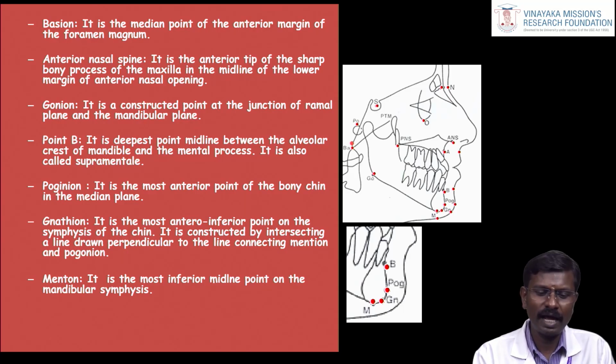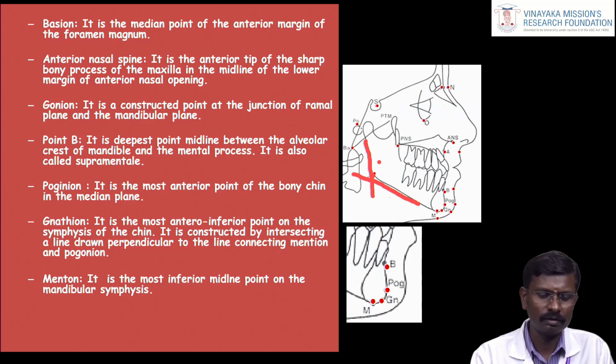Anterior nasal spine. It is the anterior tip of the sharp bony process of the maxilla in the midline, at the lower margin of the anterior nasal spine. Gonion is the constructed point at the junction of the ramal plane and the mandibular plane. So you can just mark this gonion. Otherwise, you have to draw one line on the posterior border of the ramus and one line on the lower border of the mandible. So you have to bisect it.